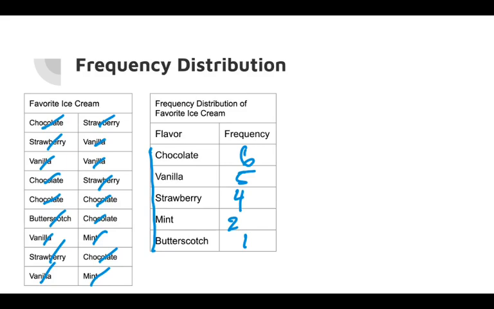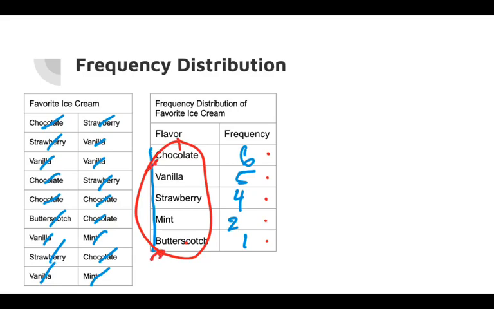Now, the one thing that's really important when you're thinking about this type of data is that I ordered these totally randomly, and it ended up counting down: 6, 5, 4, 2, 1. But I could have put butterscotch first. Had I done this alphabetically, then butterscotch would have come first in the list.